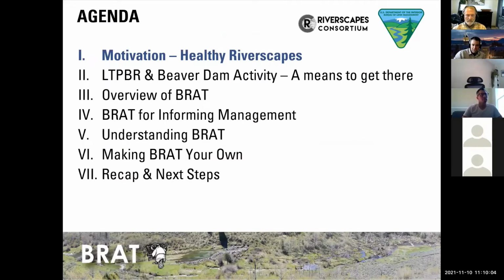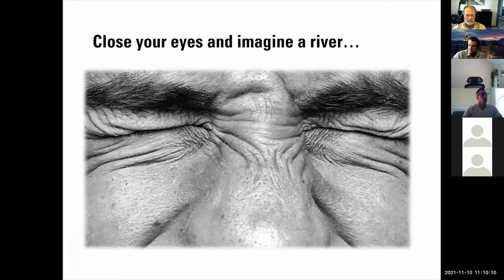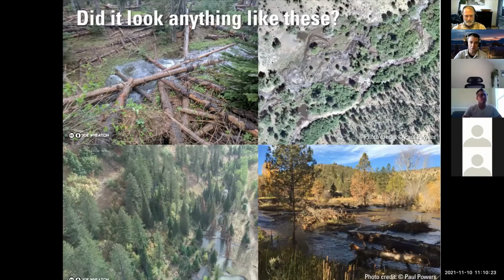So our motivation for wanting to understand BRAT is really about healthy riverscapes. And a lot of you have probably been on workshops with me or with other folks, and you play this game of closing your eyes and imagining a river. I'm not going to make you do that right now, but one of the things a lot of us in the riverscape world like to do is point out that a lot of the things that people imagine are exactly what you would find in an Orvis catalog, a nice little single thread mountain stream or meandering channel.